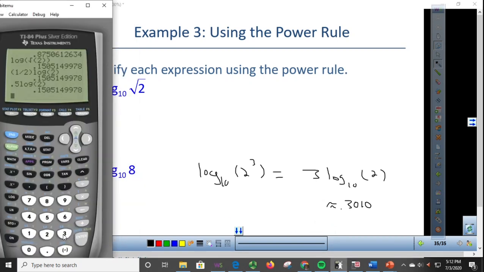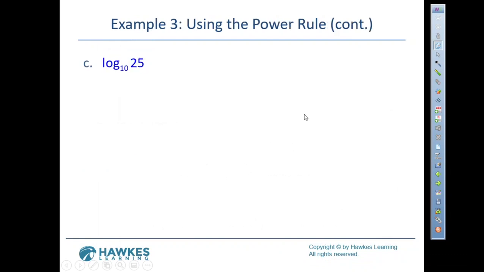So we go to our calculator, 3 log base 10 of 2 gives us roughly 0.9031, which is the same as log base 10 of 8, 0.9031. All right, so hopefully, these are making sense to us.